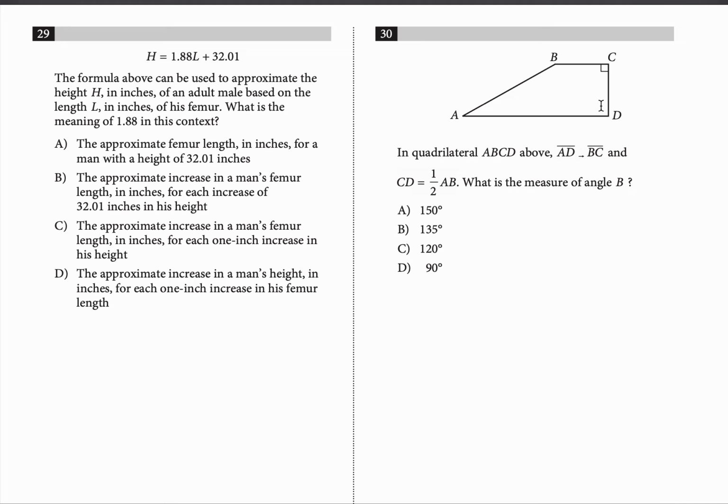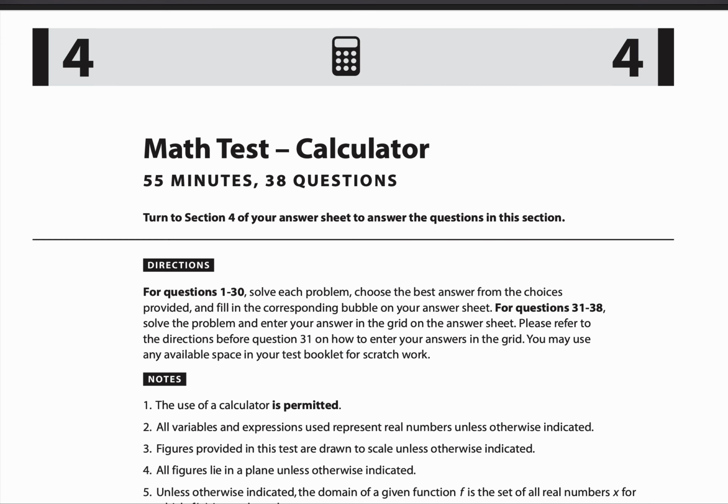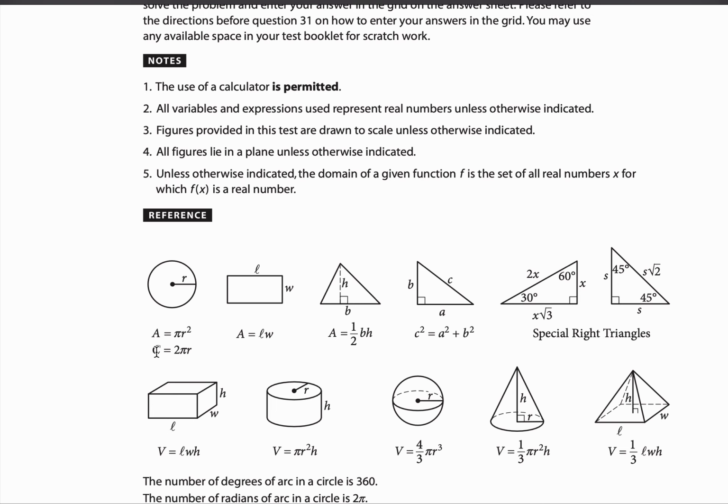Quadrilateral. AD is parallel to BC. CD is half of AB. Does that tell us something? 2x. So it's pretty clear we're doing 30, 60, 90. Apparently I need to just refresh my special triangles. Is it x, 2x, and x root 3 or something? What was it? Okay, right.